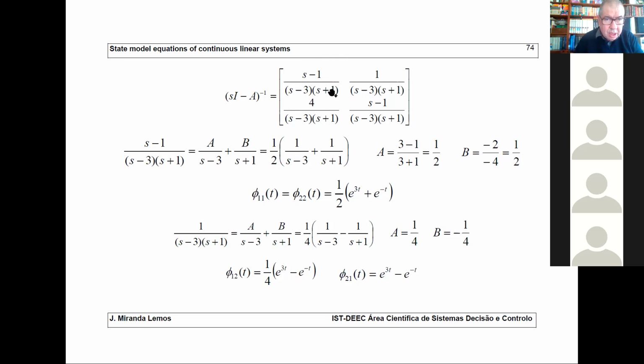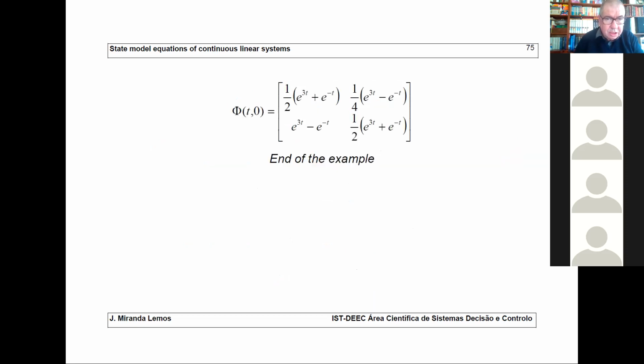So you can compute the inverse of this term, this term, this term, this term. The computations are done here. I won't do it here. Okay, so you end up with the exponential of the matrix using the Laplace transform. Any question?